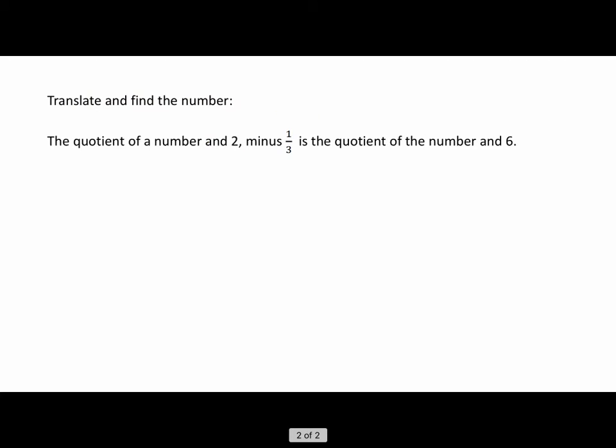Okay, so let's use that to translate a sentence here and find the number. So the quotient of a number and 2, comma means pause. Anytime you see a comma, it means pause and separate. Minus 1/3 is the quotient of the number and 6. So I'm just going to tackle those word for word. When it says the quotient, that's a word that means to divide. And it's best to use a fraction for that.